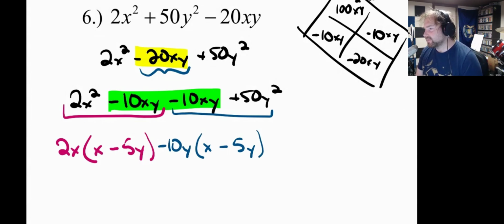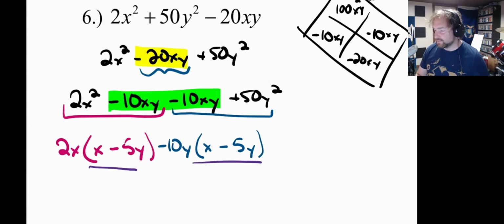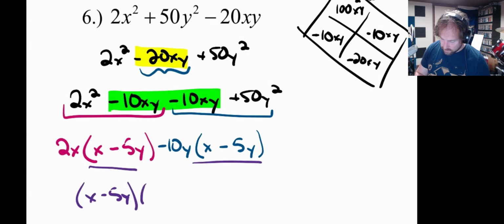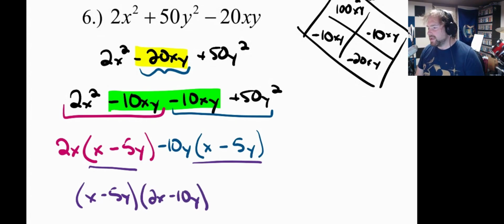So this did end up kind of becoming one of those diamond problems that I was thinking about before. It's really just a matter of how you split up that minus 20xy to get it to factor nicely. Because now we can use the same kind of thing we did back in number 5. We can actually factor out x minus 5y from both of these terms, which leaves us with 2x minus 10y, like that. Pretty rad. Hey, I think we did it.